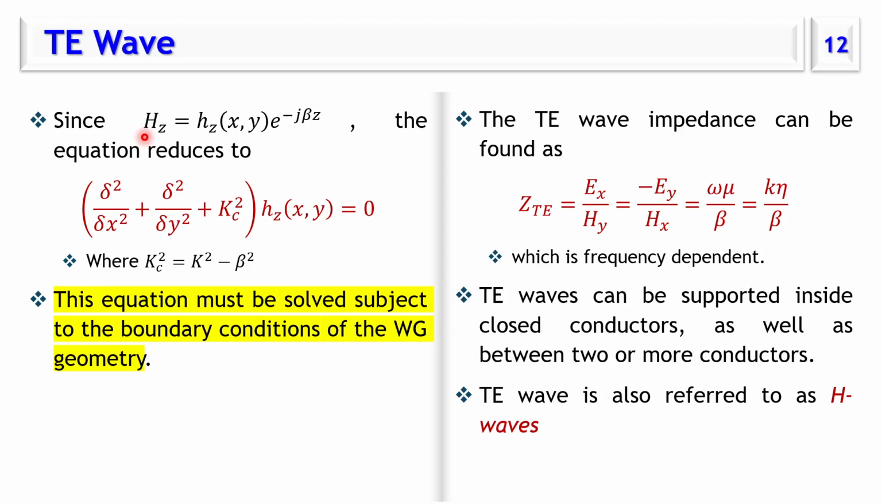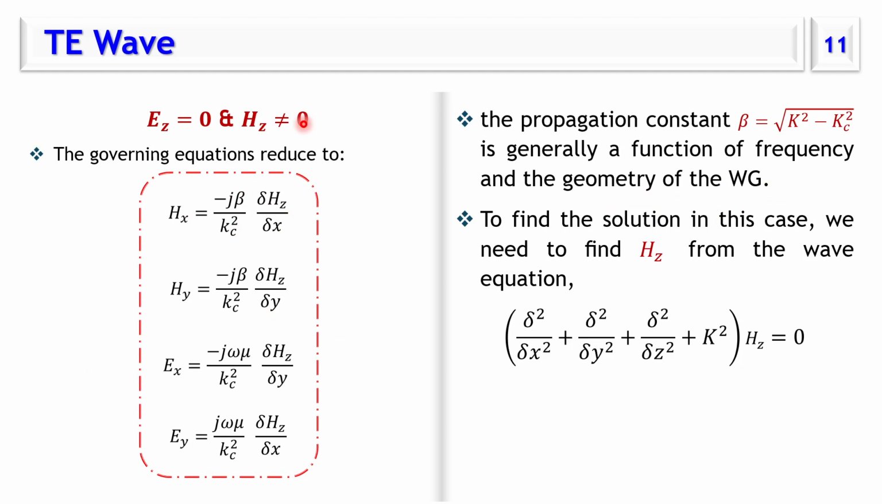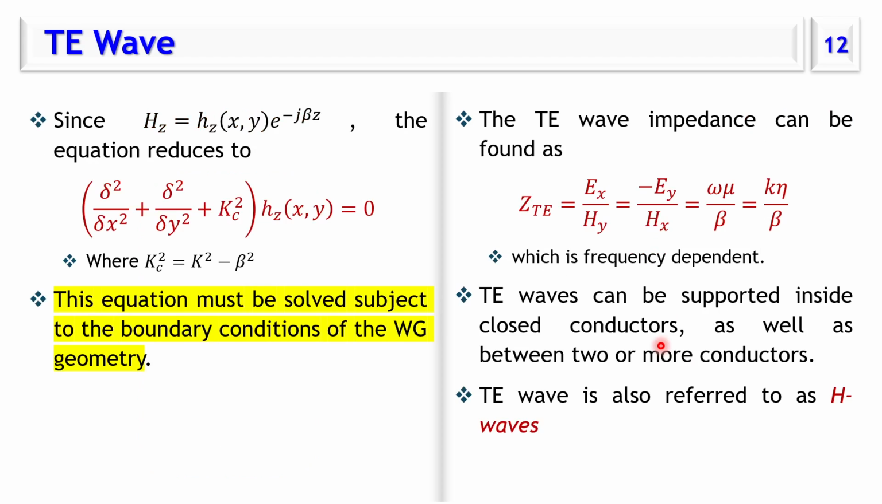We know that H of Z has this expression. It has dependency on X or Y, and the dependency in Z has this value. Just substituting this dependency on Z here, K square will be subtracted from beta square, and kc will look like this. This equation needs to be solved based on the boundary conditions of the waveguide, so it depends on the geometry.